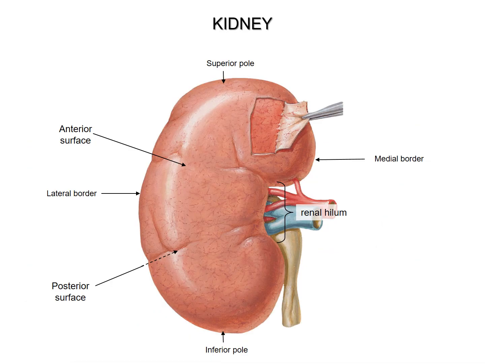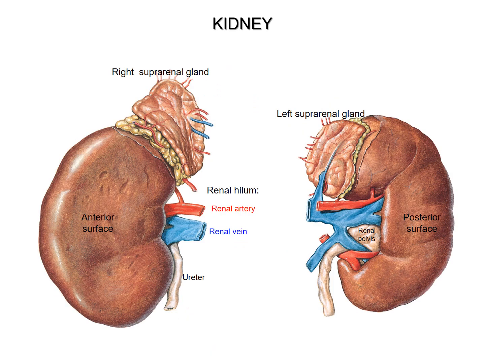On the external surface of the kidneys, we can describe superior pole, inferior pole, anterior surface, posterior surface, and lateral border and medial border. In the middle of the medial border, we have renal hilum. This is the gateway for the vessels and urinary system. On the superior pole of right and left kidneys, we have right and left suprarenal gland. In the renal hilum, we have renal artery, renal vein, and ureter.